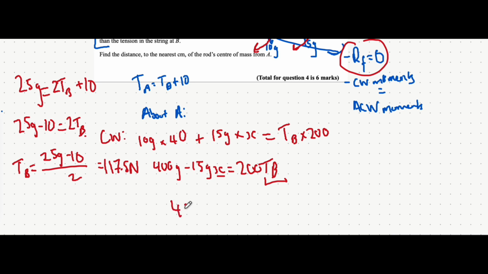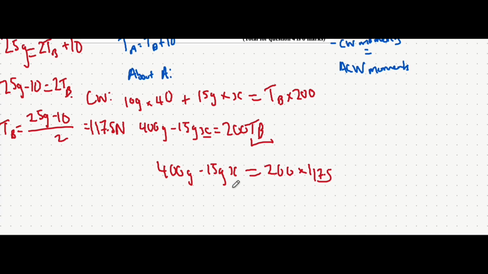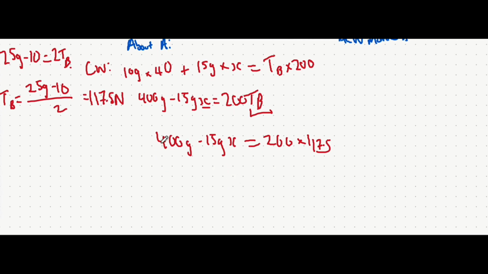Now that we've got the tension at B, we can put that into this equation. And yeah, let's do that. 400g plus 15gx is equal to 200 times this value here, 117.5. From there, let's rearrange for x because that's what we want as the final answer. You start by subtracting 400g from both sides, and then you divide both sides by 15g. It looks a little bit messy, but this will get you to the right answer. Remember to replace g with 9.8. So I'm just going to very quickly do that on my calculator.